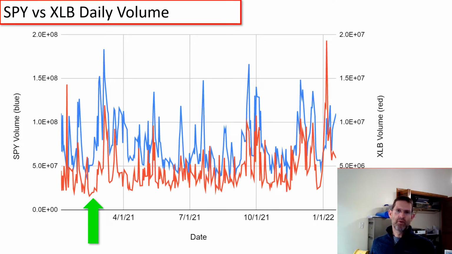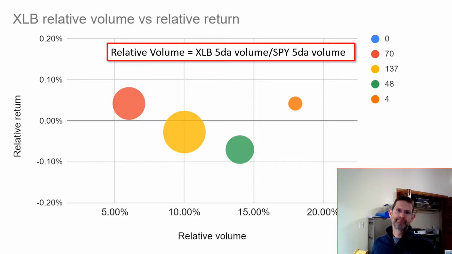The green arrow points to a period of low relative volume, where on a percentage basis, XLB's volume is low relative to SPY. And other times, XLB has a high volume relative to the SPY. So the question now remains, what does the stock price of XLB do relative to SPY during times of low relative volume or high relative volume? Can we predict underperformance or overperformance of the sector using this relative volume?